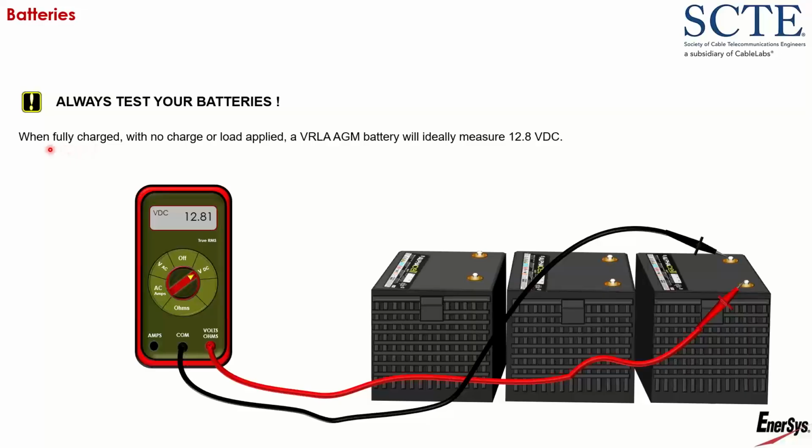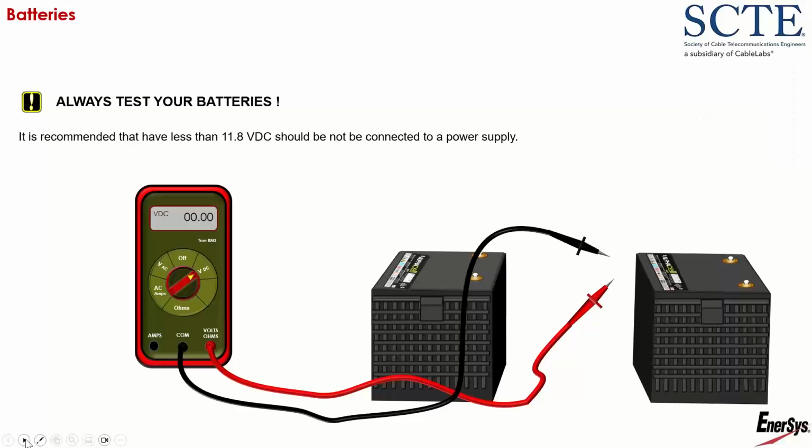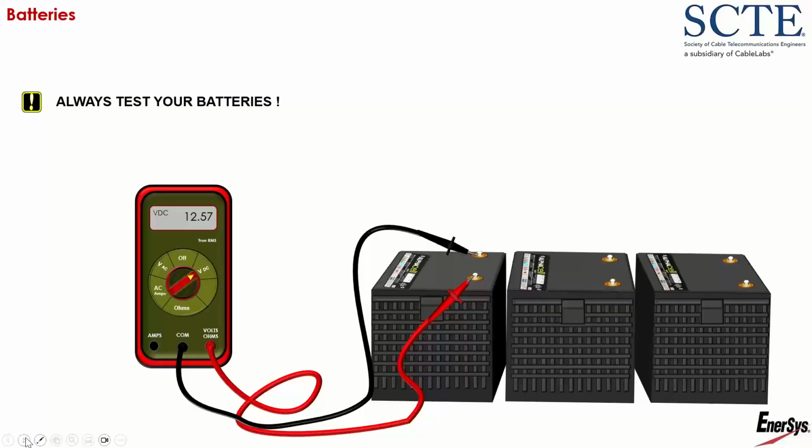Like we mentioned in the survey earlier, when fully charged with no charge or load applied, a valve-regulated lead-acid AGM battery will ideally measure 12.8 volts. So you can see my first battery here is 12.8 volts. My second battery, 10.72. Well, that's not good. It's recommended that if you have less than 11.8 volts on your batteries, don't connect them to the power supply. So in that case, I'd want to replace that battery, put a new battery in there, and now it measures 12.62, which isn't 12.8, but it's definitely above 11.8. And then my third battery is 12.57, again, not 12.8, but still above the 11.8 threshold.